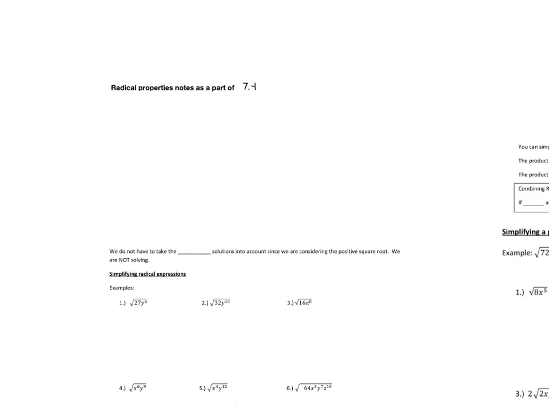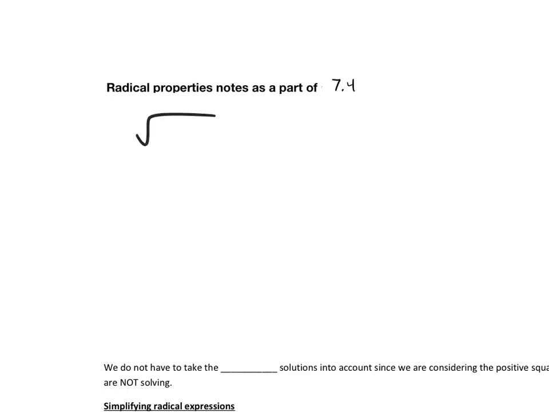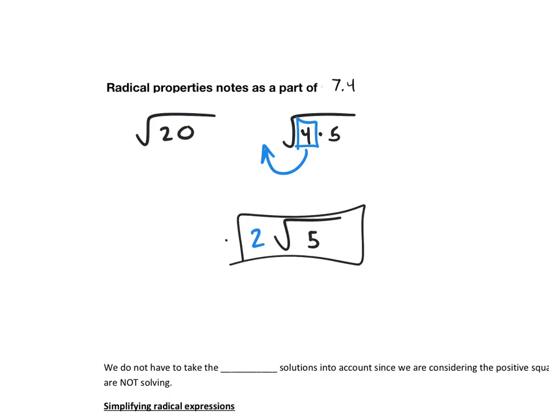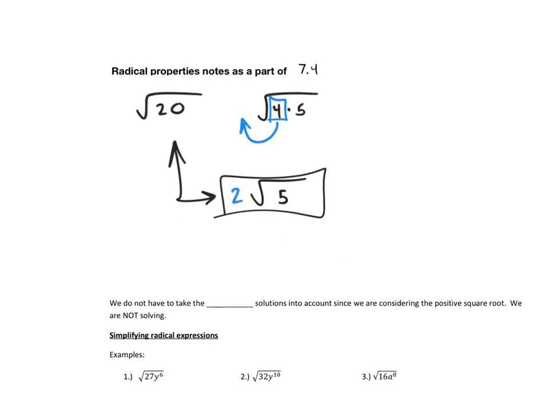Hello, here we're going to continue to look at radical properties as a part of 7.4. What we had looked at previously is square roots of numbers that aren't perfect squares. And what we did was we rewrote them using multiplication where one of the numbers is a perfect square. And that gave us an answer like this, 2 square root of 5, where 2 square root of 5 and square root of 20 are the same thing mathematically, but 2 square root of 5 is the simplified answer.